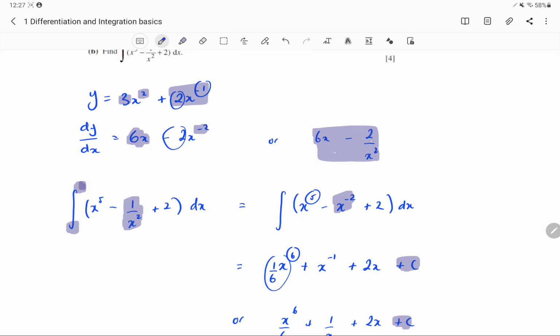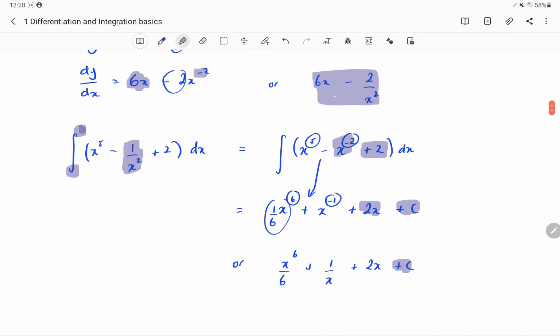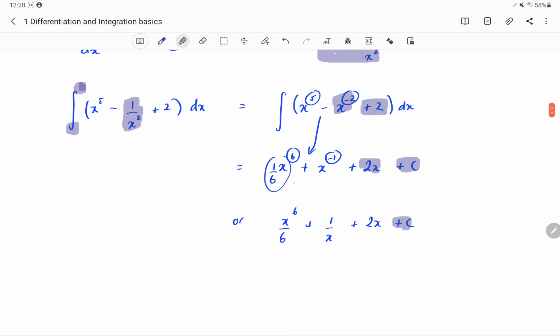So we have a 6th x. Second term had 1 to the index, you get minus 1. And divide by that new index. This becomes a positive. And then for integration, any constant, any number, stick an x in the end of it. So plus 2 becomes plus 2x. So you can have this as an answer, or you can rewrite so that instead of having x to the minus 1, you have 1 over x.